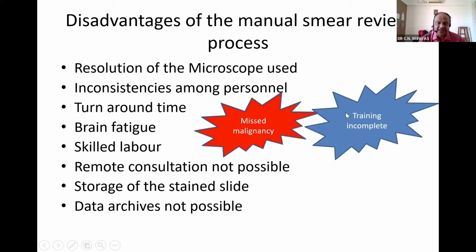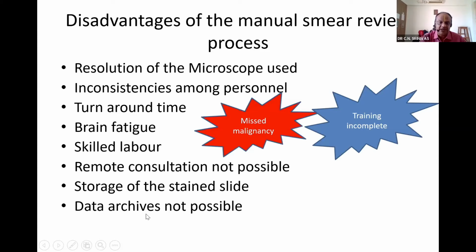The training, when it is incomplete, given to the personnel, may lead to a lack of skilled labor, which might give you difficulty in getting onto the scrutinization itself. Remote consultation may not be possible from the central laboratory to the peripheral laboratory or the peripheral laboratory to the central laboratory. The storage of the stained slides becomes a big headache for laboratories because it occupies a lot of space. The data archives and the delta checks may not be possible in a manual process.